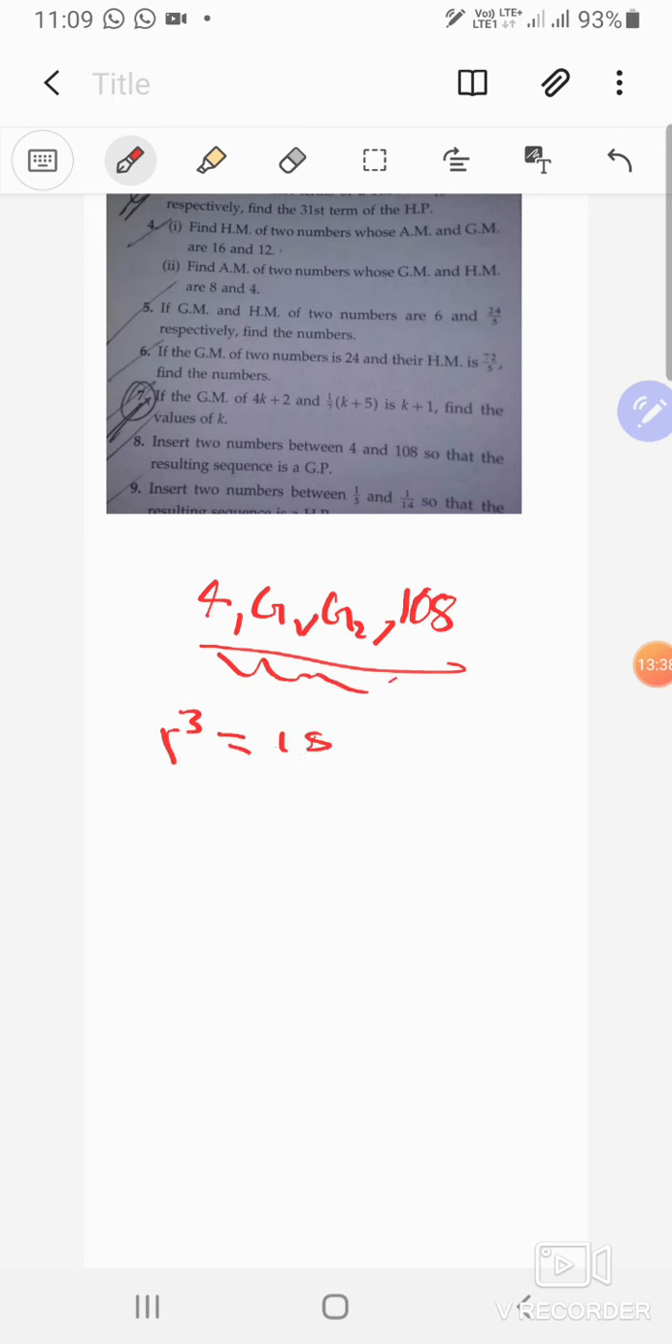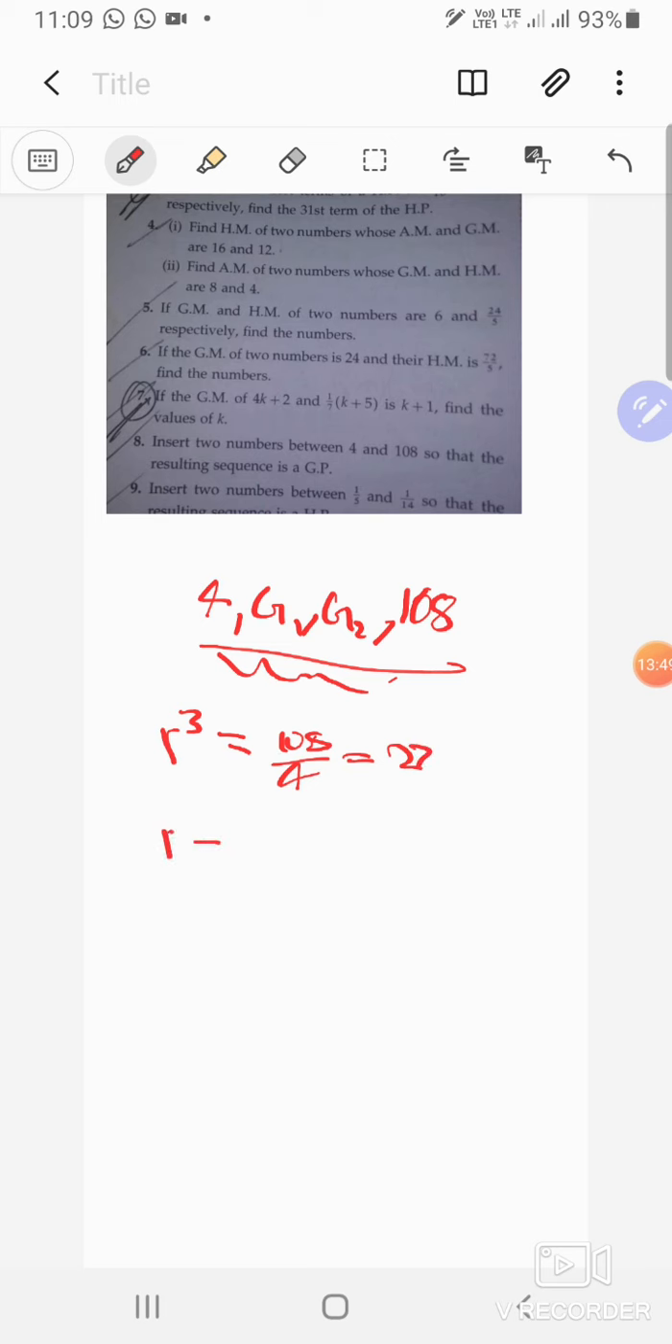Okay, so insert two numbers between 4 and 108 so that the resulting sequence is a GP. Shouldn't be too bad, right? So yeah, let's look at the ratio. So the ratio raised to the third equals 108 upon 4, which is, well, let us see, 4 goes in there, 2, you got 28, so 27.